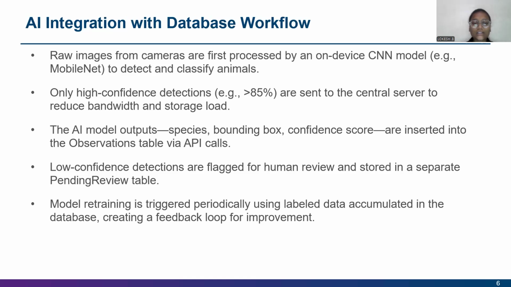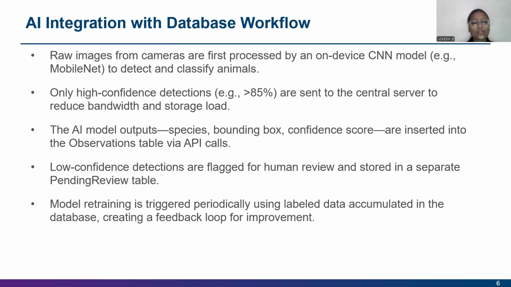Here we are using the animal images, where the raw images from cameras are processed on devices using the CNN models. Only high confidence detections, for example greater than 85%, are sent to the central server to reduce bandwidth and storage load.